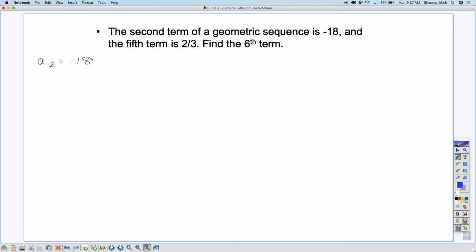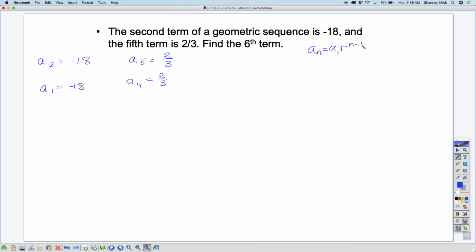What other one do we have? The fifth term, a sub 5, which will end up being the 4th, is 2/3. It's the only thing I know. So if I move 2 back to 1, that moves 5 to what? 4. So a sub 1 equals negative 18, and a sub 4 is 2/3. So my equation is a sub n equals what? We need to have an r and an a sub 1, and we don't have either of those. So we're gonna find r first, and then we're gonna find a sub 1.